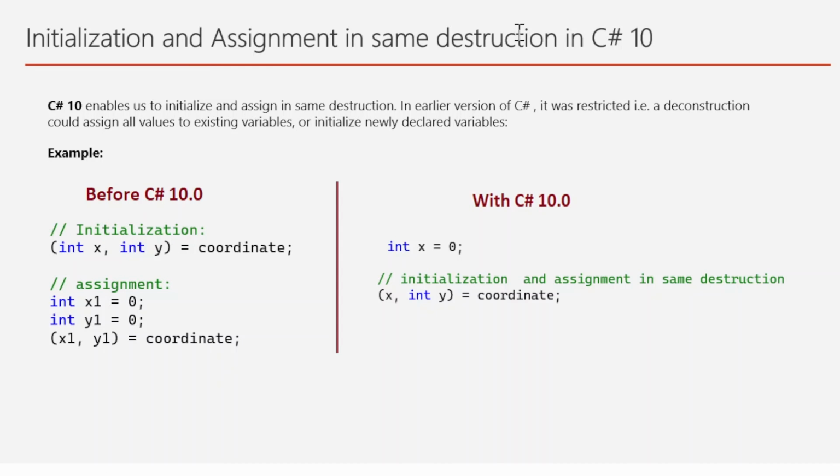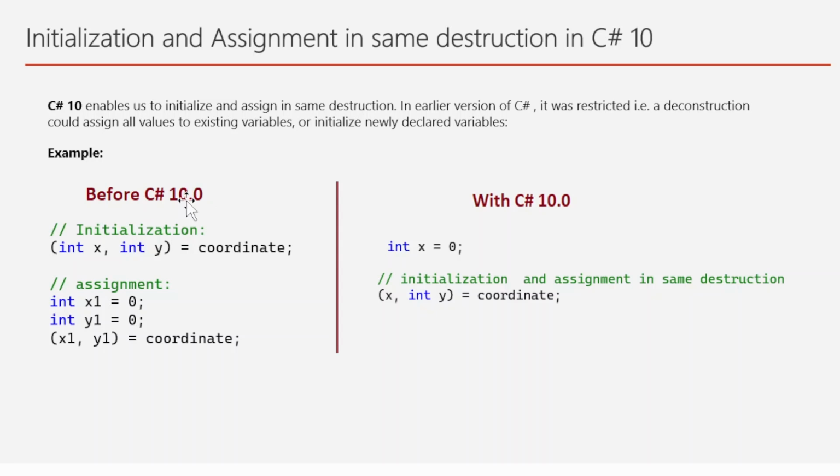Initialization and assignment in the same deconstruction in C# 10. C# 10 enables us to initialize and assign in the same deconstruction. In earlier versions of C#, it was restricted. That is, a deconstruction could either assign values to existing variables or initialize newly declared variables. What does it mean? Let's understand this with the help of an example.